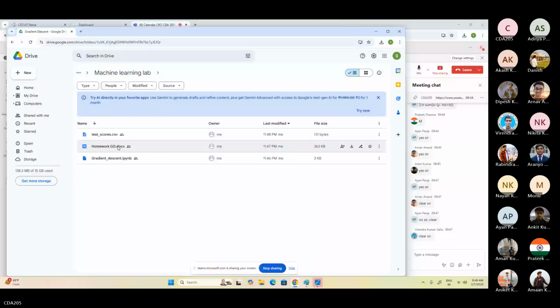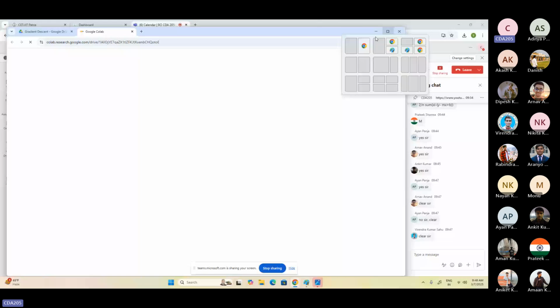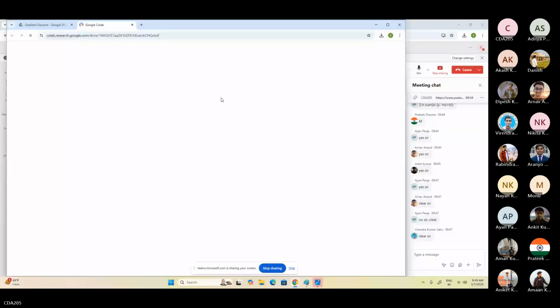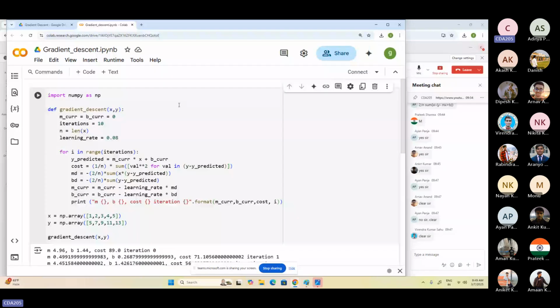Okay. Now here we can see I have implemented one code. ये देखो एक मैंने क्या किया है. You can see the code, everyone. So what we have taken: numpy, gradient descent with x and y, current m and b. m and b will be 0, iterations will be 10, and n is equal to the length of x, and learning rate we have taken 0.08. We will see how changing the learning rate affects the output.